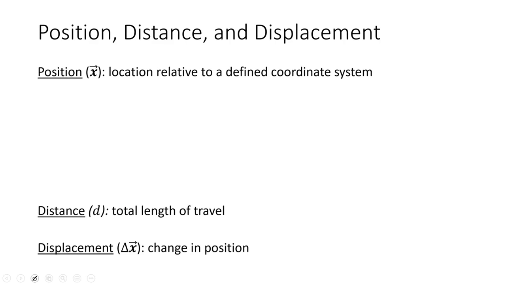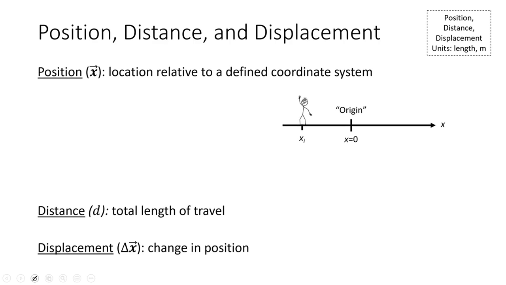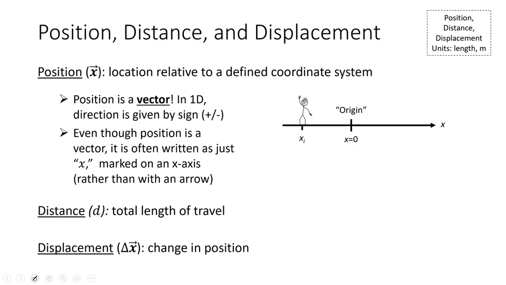Okay, so one-dimensional kinematics, the starting place are these measures of length, and we have three measures of length that we talk about in physics: position, distance, and displacement. All three of these are measuring length, and so they're measured in SI units of meters. Okay, so the first thing we're going to talk about is position. It's denoted in one dimension with just an x, and here you'll notice that it's a bold x with an arrow over the top, which tells me that it is a vector.